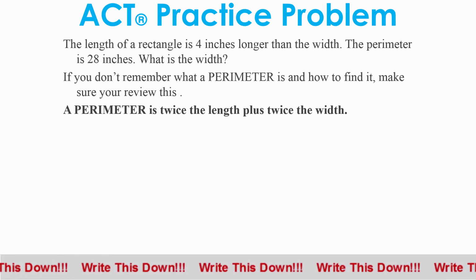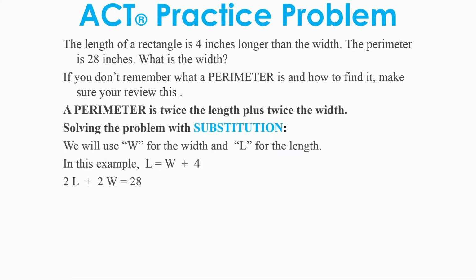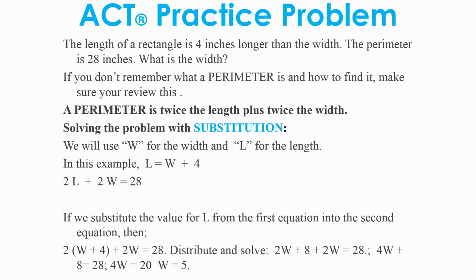Okay, first we have to choose what we want our variable to be. Let's let W be the width and L be the length. So here are the two equations. L equals W plus 4. Length is 4 inches greater than the width, and 2L plus 2W equals 28, the equation for the perimeter. This one is easy to do by substitution. Simply substitute the value for L from the first equation into the second equation.